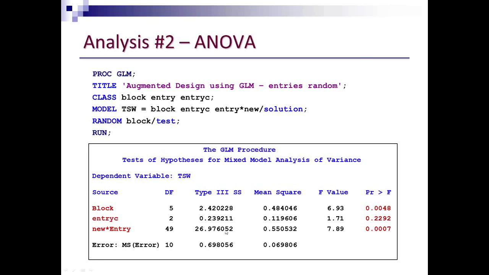And so then the output from that analysis is shown below here at the ANOVA. We can see here that we do have significant variation among our blocks. The checks actually were fairly comparable to each other, so there's not significant variation among the checks, but we see from the new times entry probability value here that we have significant variation among our new entries.